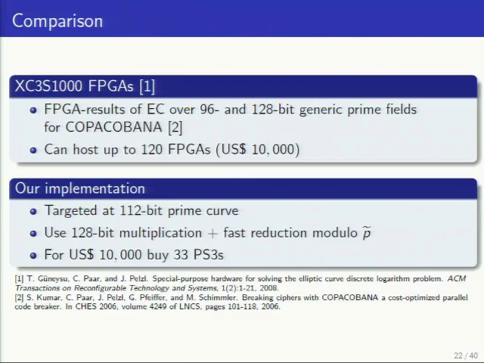So I now presented you all these numbers, and I claim that it is fast, but how do you know that this is actually a good result? So let's try and compare it with some other results out there. There is this FPGA machine called the Cobacobana, which is work by Güneysu, Paar, and Pelzl. And there's a paper describing this same algorithm, the parallelized Pollard rho algorithm, aimed at different bit sizes. And we will, of course, be interested in the 96 and 128 bit sizes.